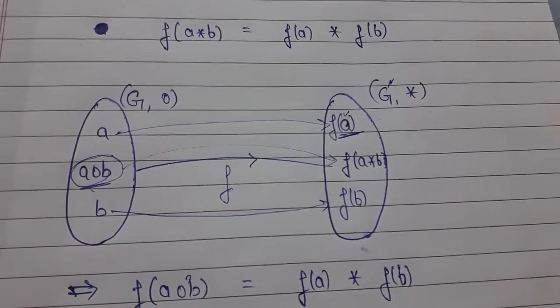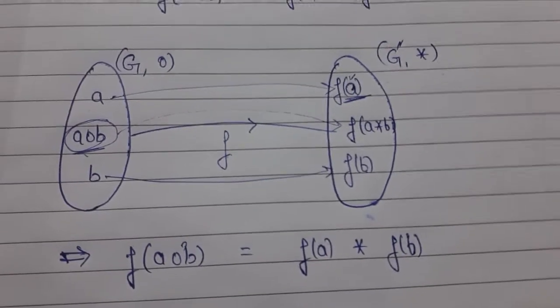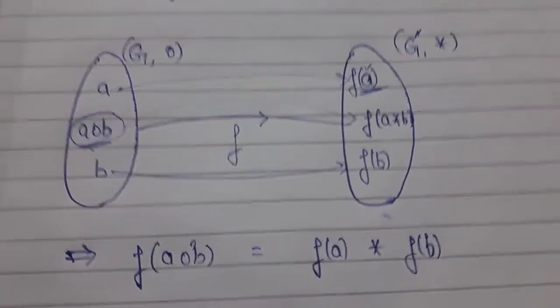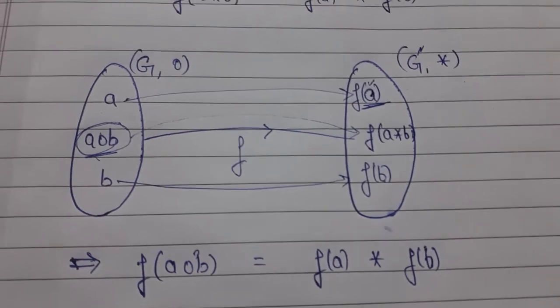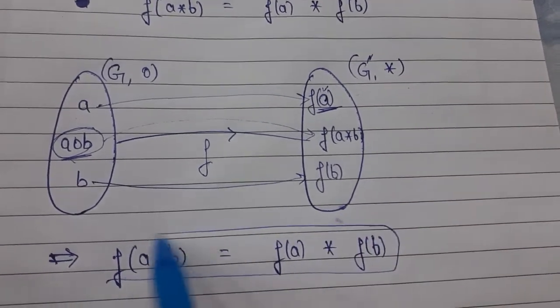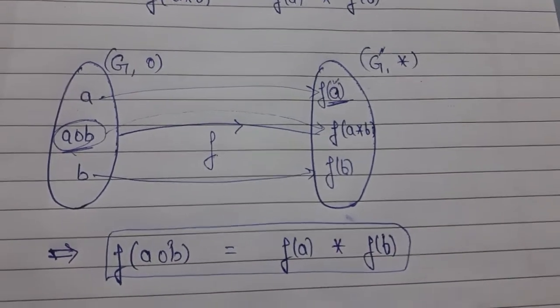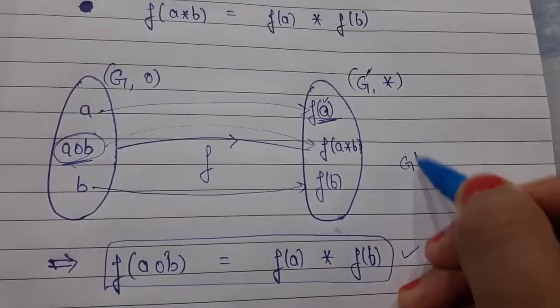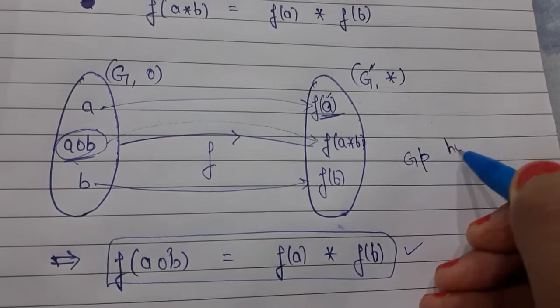Now if we want to say that this function is a group homomorphism, what we have to do is that we have to check whether this condition is satisfied or not. If it is satisfied, then we will say this is a group homomorphism.